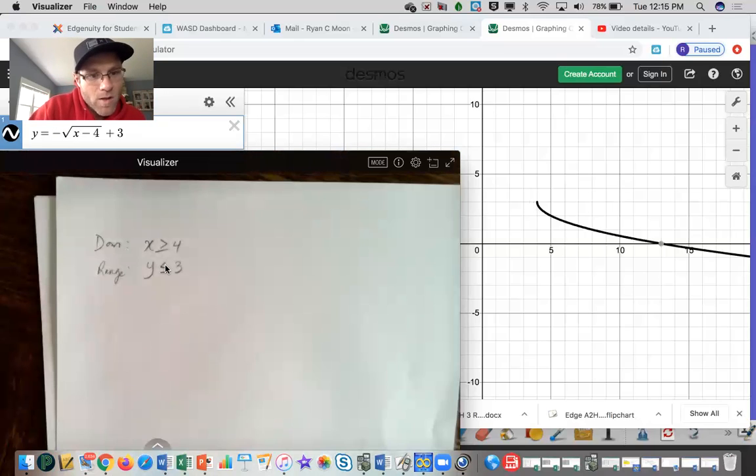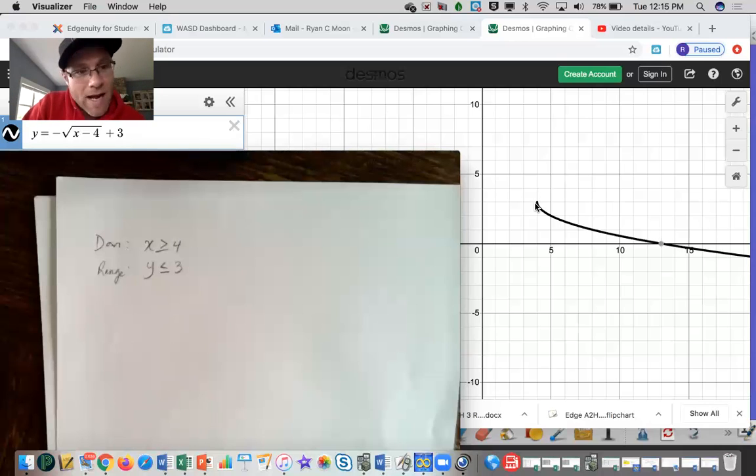So if you read the graph, the x starts at 4 and goes to the right. I know the graph's going down, but that's about the range. So with this graph, our domain is greater than or equal to 4 for x. All these x's are above 4. And our range, all of our y's, the highest the y is 3. So it goes from 3 on down, so less than or equal to 3.